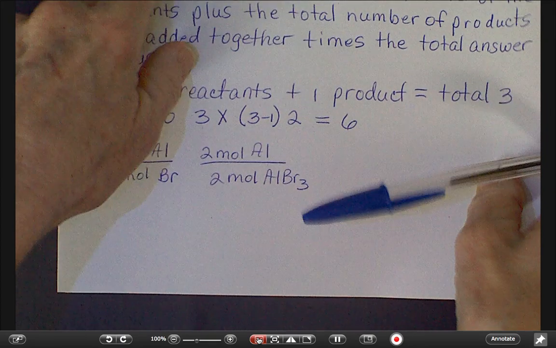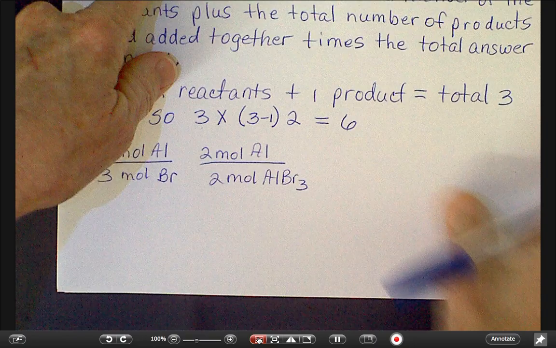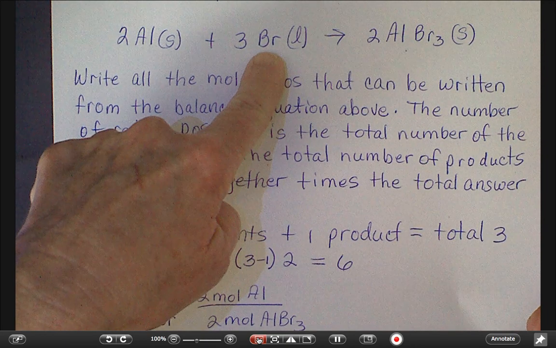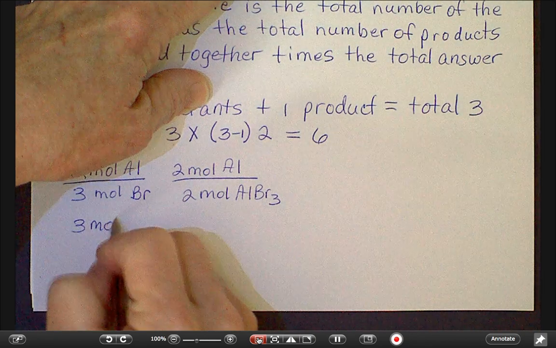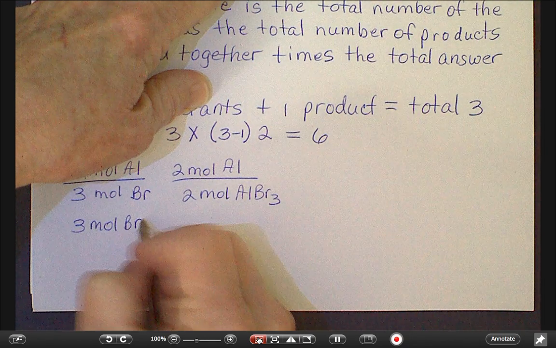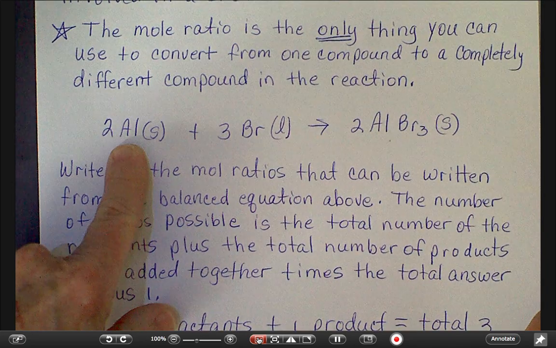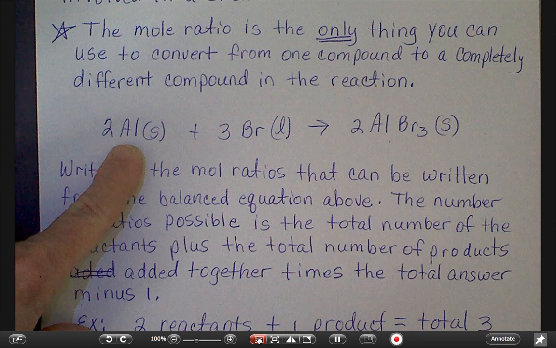Alright, so I've done all the mole ratios with this one on top. Now I'm going to move over, and who's going to be on top to the 2? The 3Br. So I have 3 moles of Br to what? 2 moles of Al.